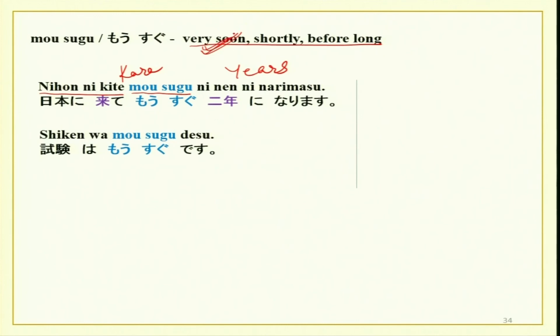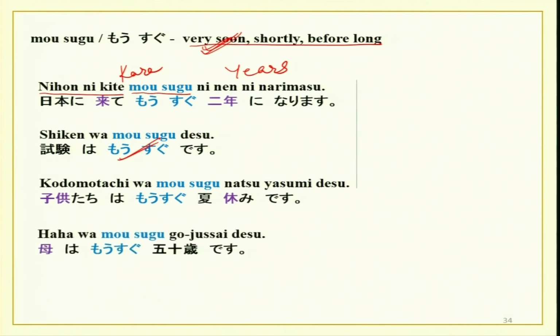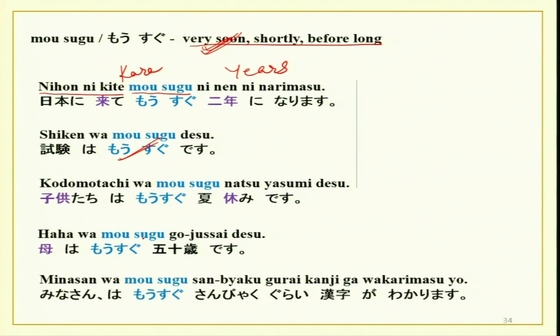Again very soon の意味です。もうすぐね。もうすぐ。試験 is test. 子供たちはもうすぐ夏休みです。夏休み which is summer break, summer holidays, is going to be very very soon. It's coming soon. 母はもうすぐ50歳です。So my mother is going to be 50 years very soon.